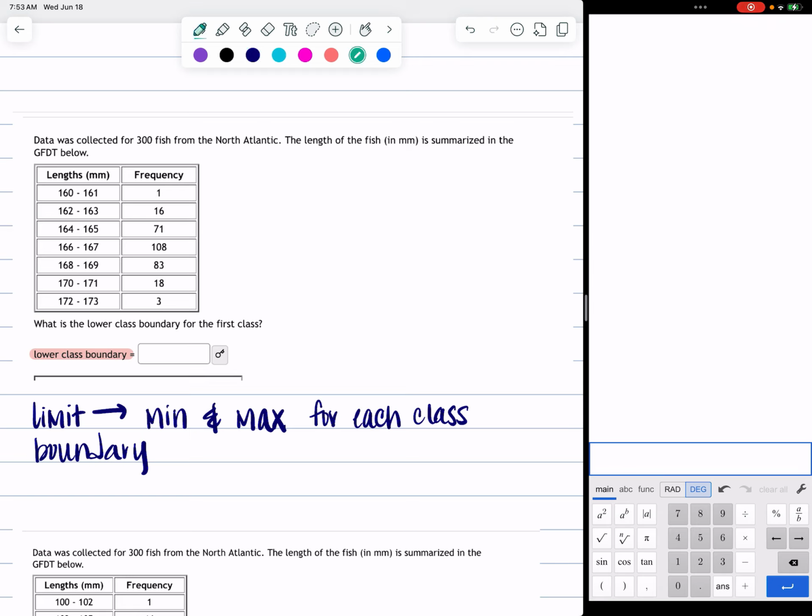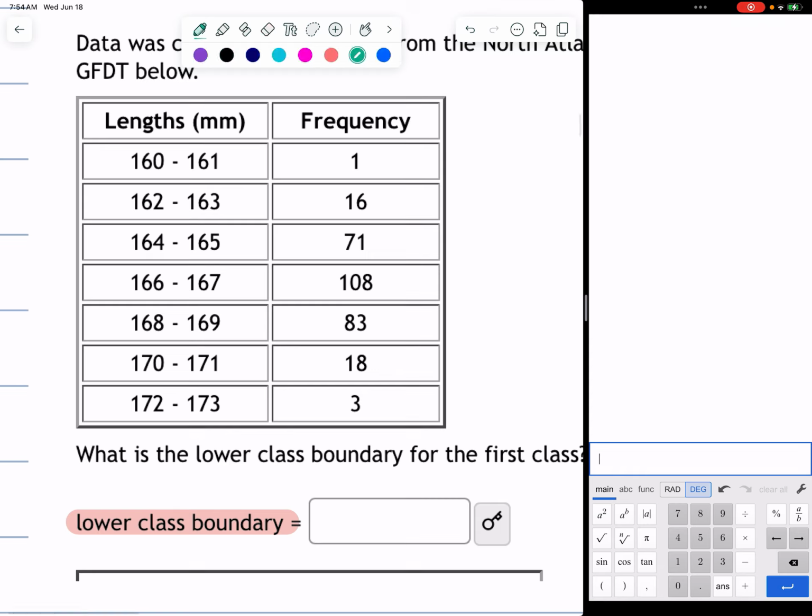All of the ones on the left are the lower limits. All of the ones on the right are the upper limits. That tells you how low and how high you can go and still be within the class. Boundaries are totally different. The class boundary slides right in here.